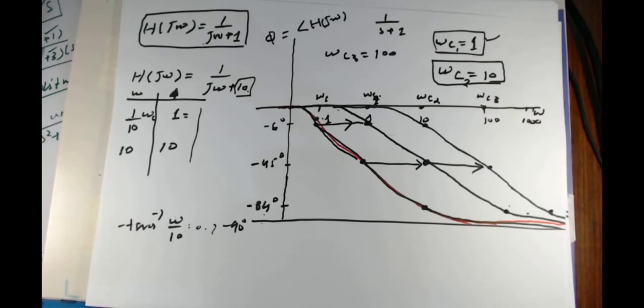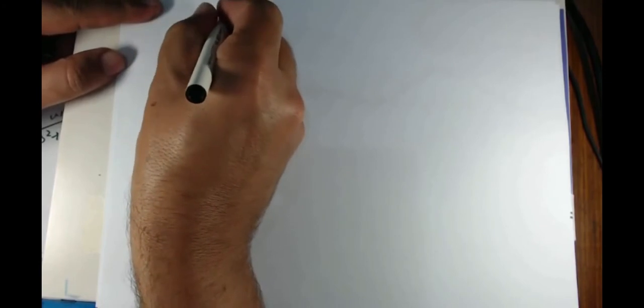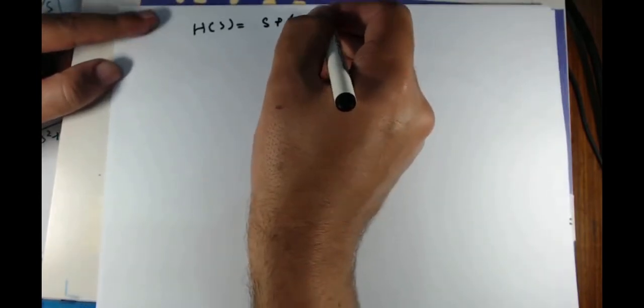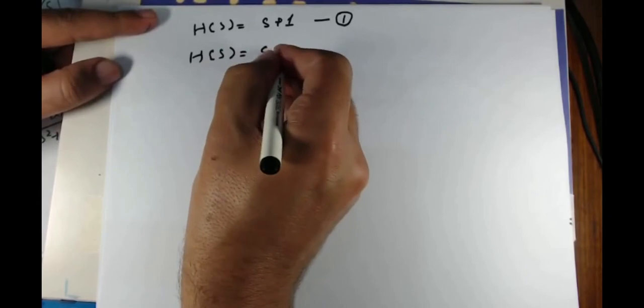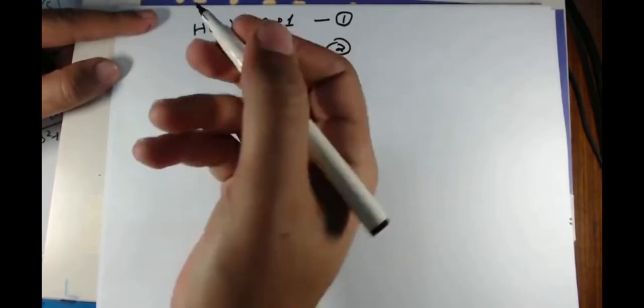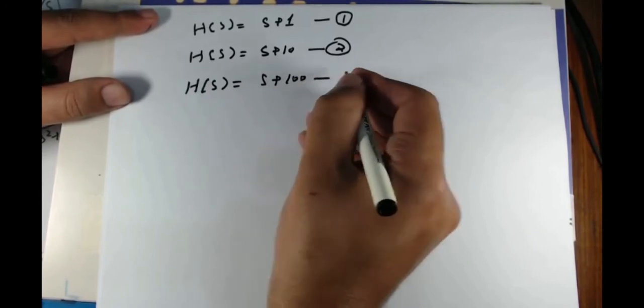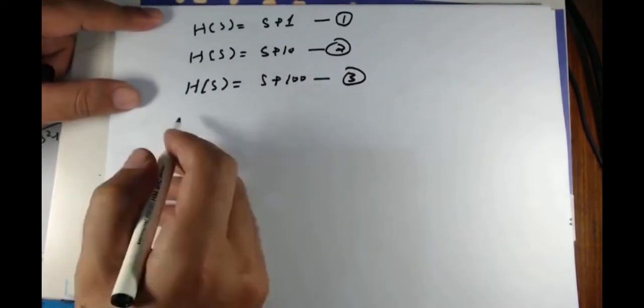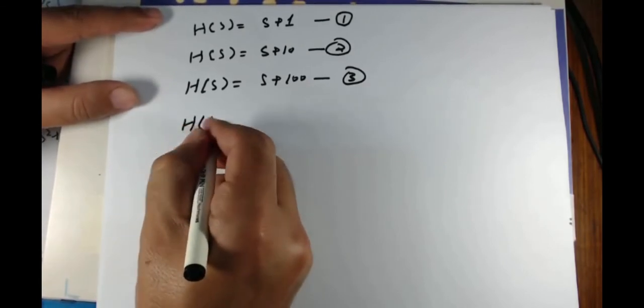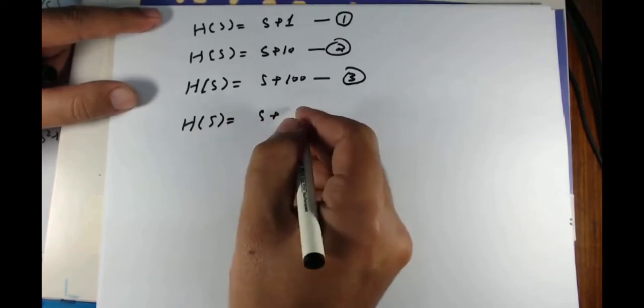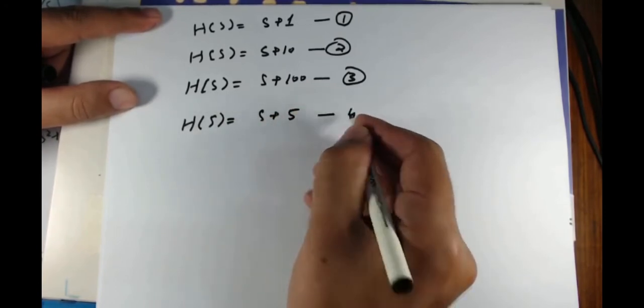Now if I ask you to draw the Bode plot of these simple zeros, h of s is equal to s plus 1, write it down and take it as a home assignment. Say this is 1. The second transfer function is h of s is equal to s plus 10. Take a third transfer function, say h of s is equal to s plus 100. Say this is your third problem. You can take another example as well, say h of s is equal to s plus 5. This is a fourth example.